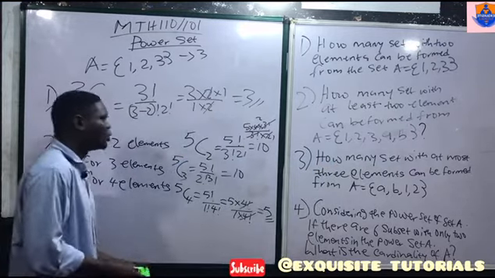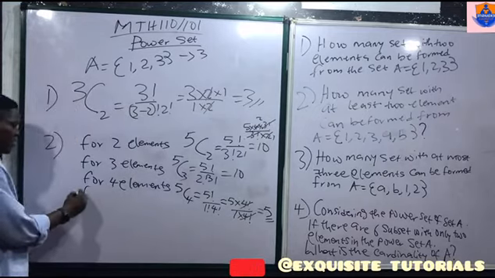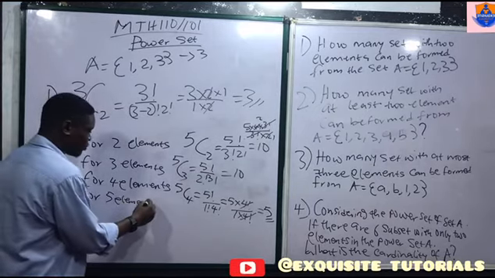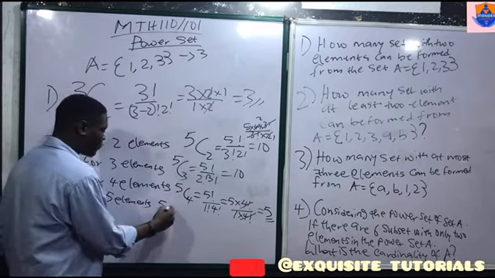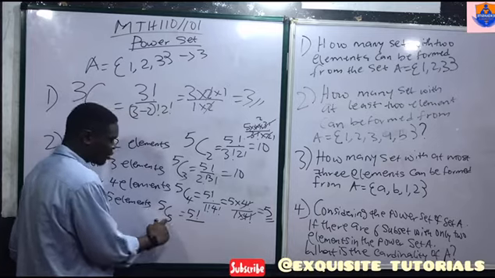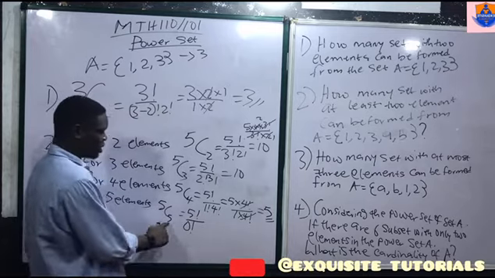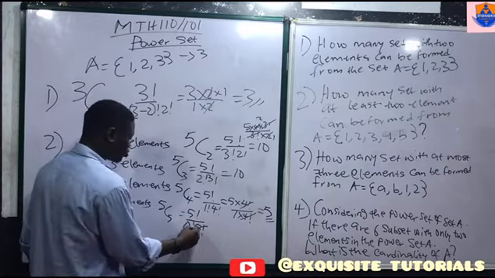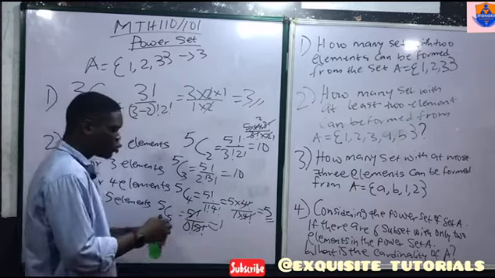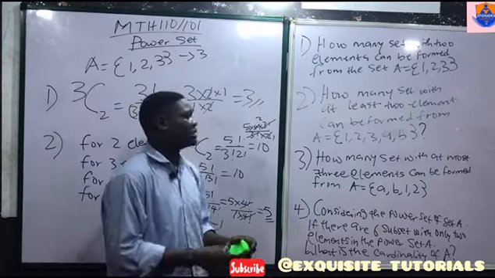Now lastly, we are going to look for 5 elements. For 5 elements, we have 5 combination 5. So this is 5 factorial all over 5 minus 5 is 0 factorial, then 5 factorial. This one cancels out. 0 factorial is 1. So we have 1. It means that there is only one subset with 5 elements that can be formed from this.